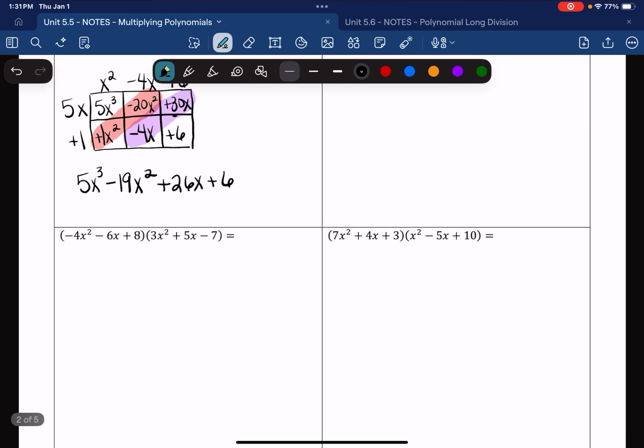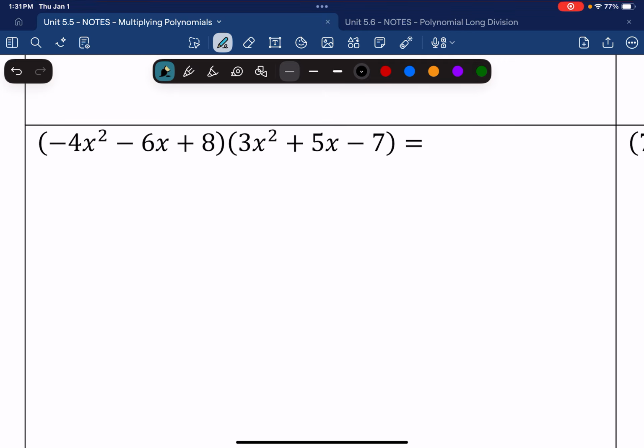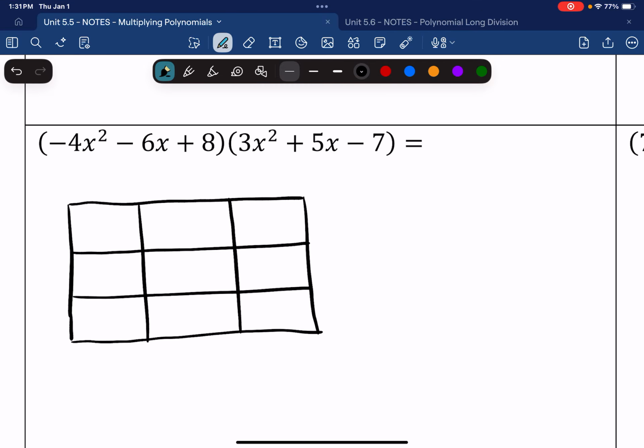Let's do another problem. We have a trinomial times a trinomial. So again, you want to set up your box, but this time it needs to be 3 by 3. And you want to make sure that you make your boxes large enough to fit all of your terms and your values. You don't want to squinch everything together so that you can't read it.